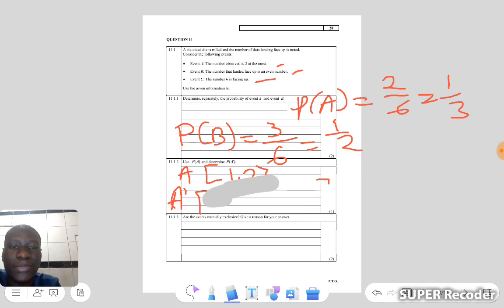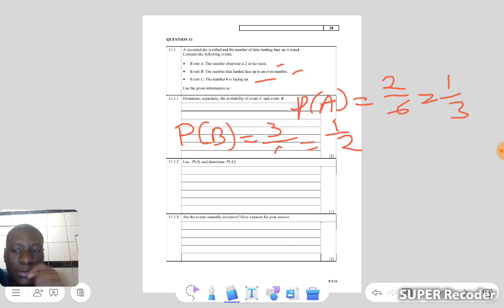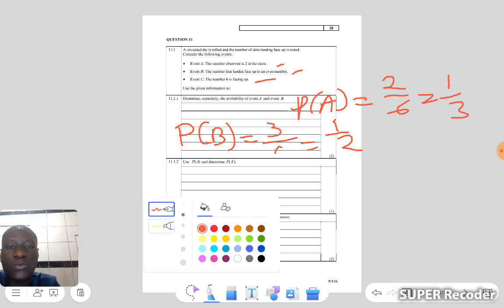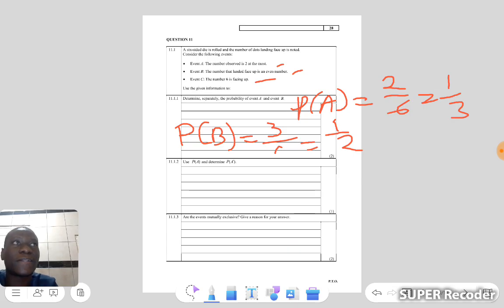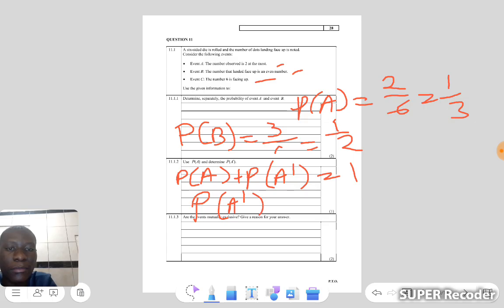So okay, we can wrap up here. To find this, we have an equation that we can use. We have an equation that says probability of A plus probability of A prime equals 1, right? You see this equation? So now we want probability of A prime, which equals 1 minus probability of A.